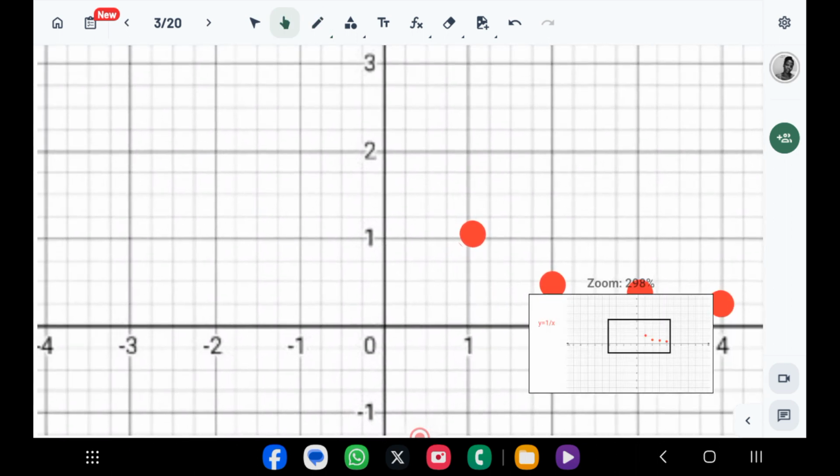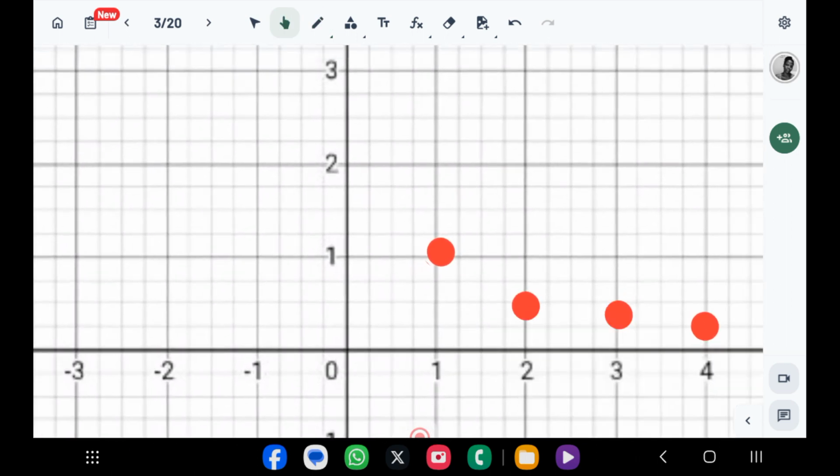Now on the other side, between 0 and 1, when x equals a half, y equals 2, that's where you plot the point. When x equals a third, here is a third, between a half and 1, and a quarter. So that's there, it's equal to 3.